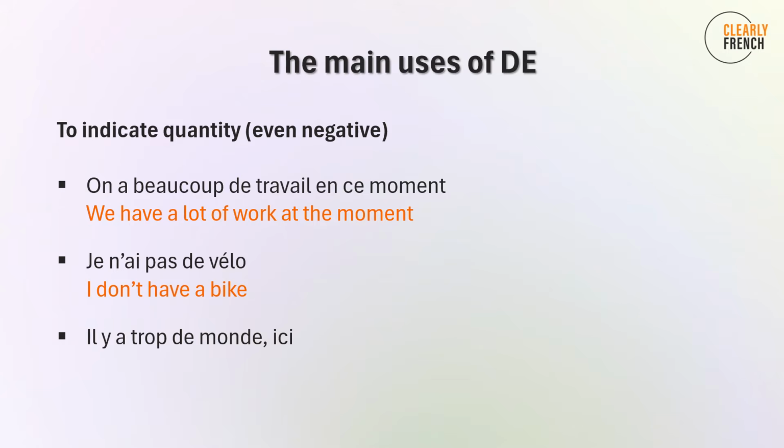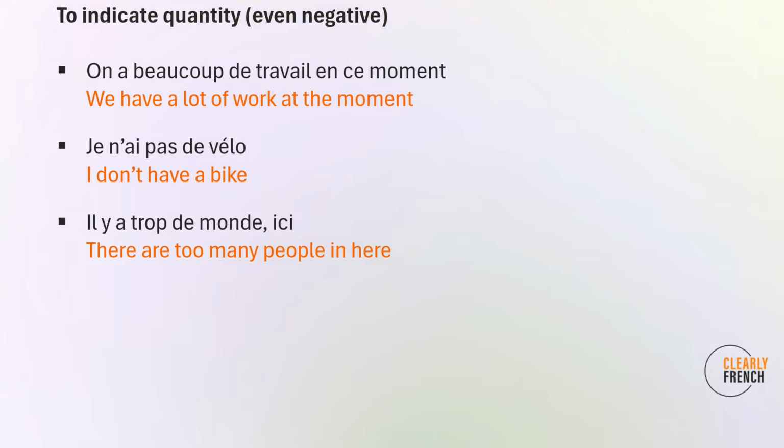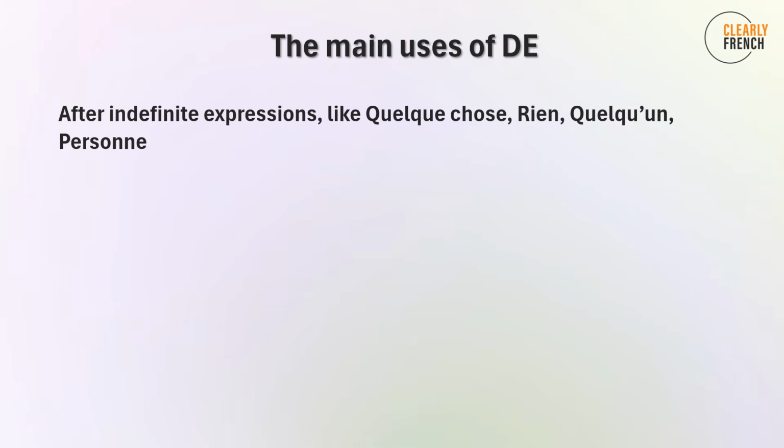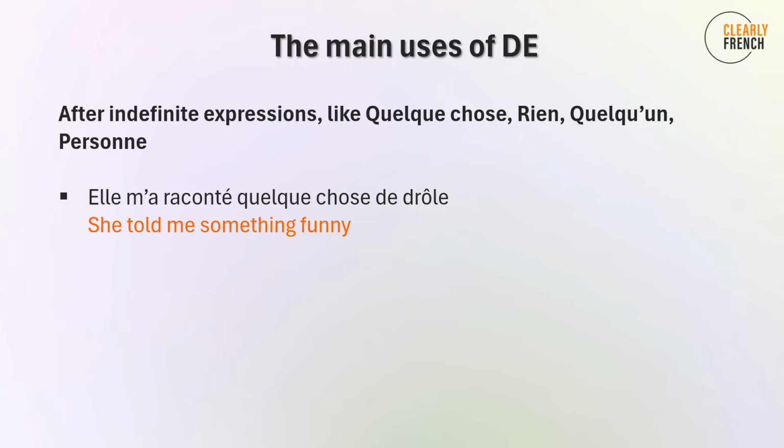Il y a trop de monde ici. There's too many people here. You will also need de after indefinite expressions like quelque chose, rien, quelqu'un ou personne. Elle m'a raconté quelque chose de drôle. She told me something funny.